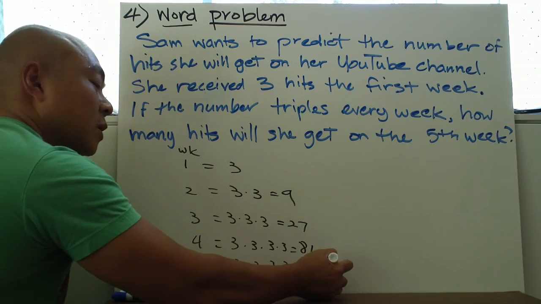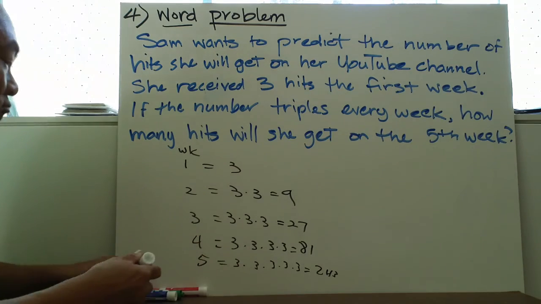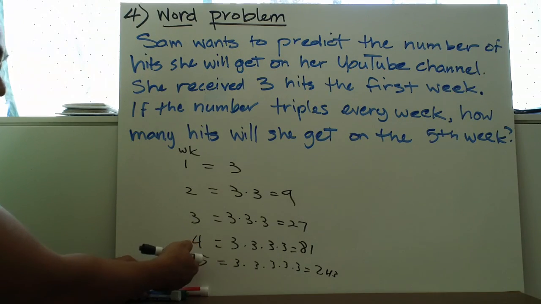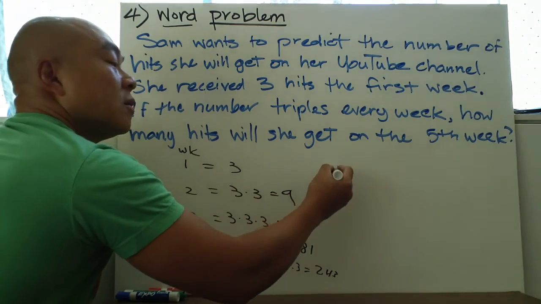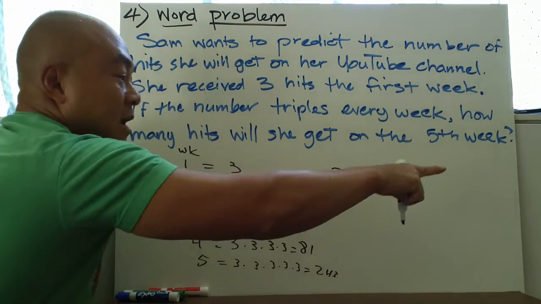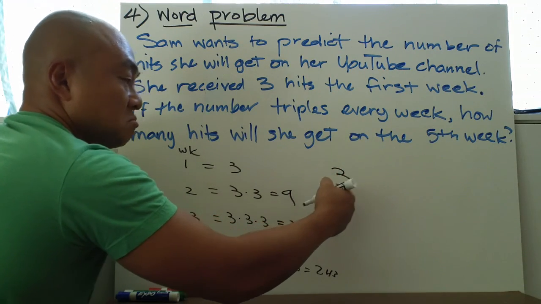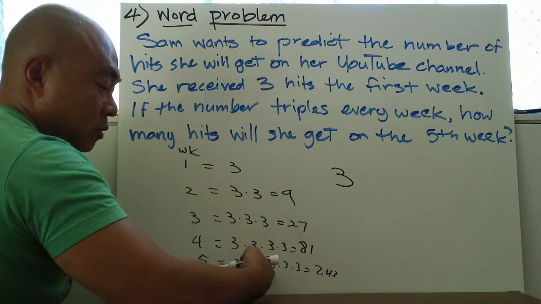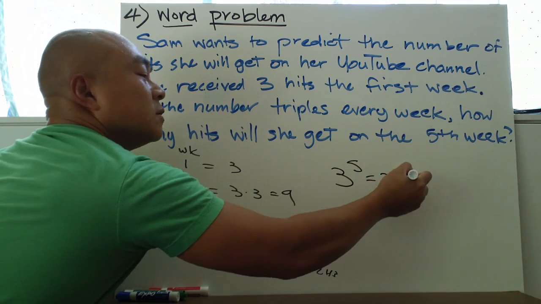Now, a much easier way to do this, well, we know that there's going to be 5 weeks that we're tripling. So we're actually taking 3 and multiplying by itself 5 times. So the easiest way to do this, 3, 1, 2, 3, 4, 5, 3 to the 5th power, and that's going to give us 243.